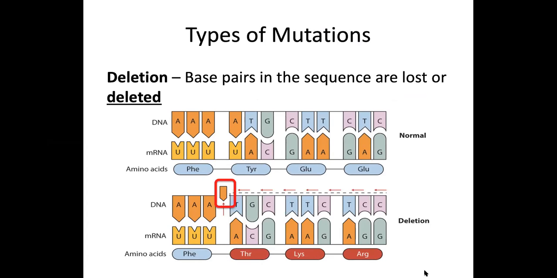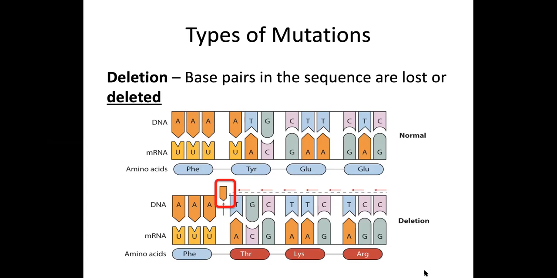All right, next one is deletion, which is what it says it is. So now instead of substituting or inserting, we're deleting. Base pairs in this sequence are now either lost or deleted. If you compare the top sequence to the bottom sequence, we took out a what? We took out the A. So now instead of insertion and everything shifting to the right, we're shifting to the left, okay? Now all of these bases are shifting to the left.